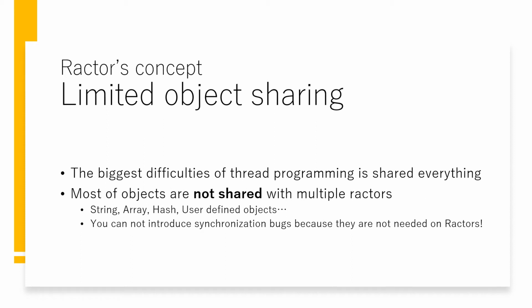Okay, let's show another Ractor concept, the limited object sharing between Ractors. The biggest difficulty of thread programming comes from the shared-everything memory model. We need to care about synchronization of all objects. So we decided to limit the object sharing between Ractors. Normal objects such as strings, arrays, hashes, and so on are not shared between Ractors. Therefore, we don't need to care about synchronization because they are not shared. In other words, you cannot introduce synchronization-related bugs because they are not needed anymore in Ractor programming.